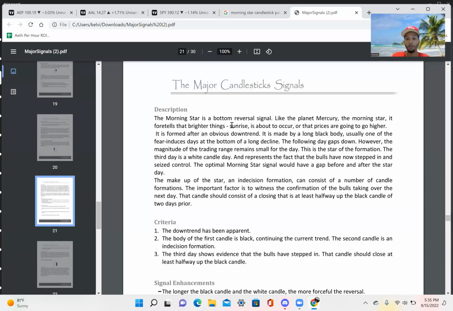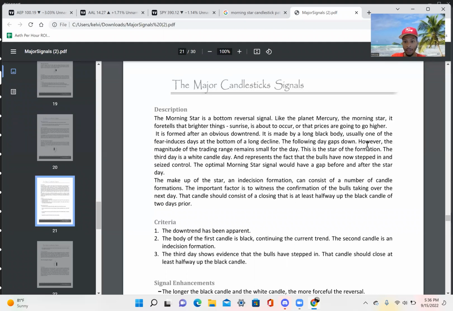The morning star is a bottom bullish reversal signal, like the planet Mercury for Geminis. The morning star foretells that brighter things are coming, a sunrise. The reason why I look at the morning star as the sun rising and the evening star as the sun setting, right? Sunrise is about to occur, or the price is going to go higher. It is formed after an obvious downtrend, because it's a reversal. It is made by a long body, usually one of the fear-induced days at the bottom of the long decline.